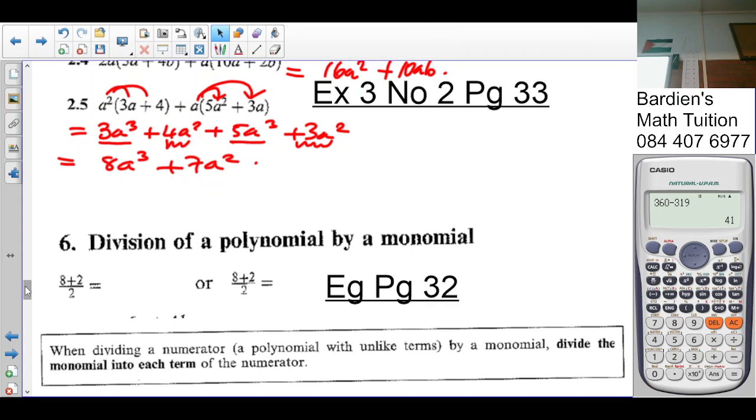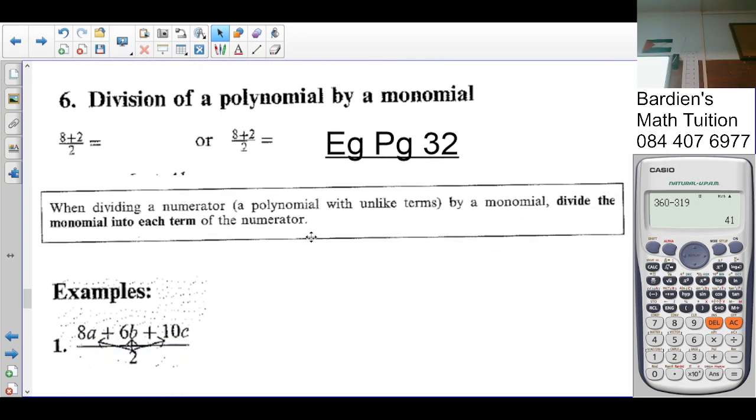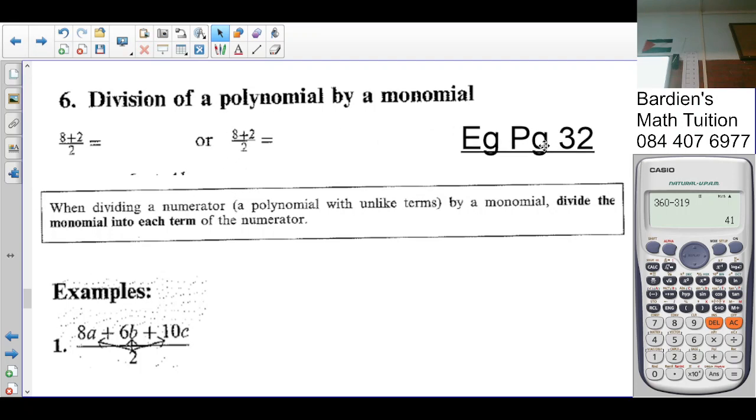Unlike terms. And as indicated, we have started with the division of polynomials yesterday. You wrote down the definition, okay.